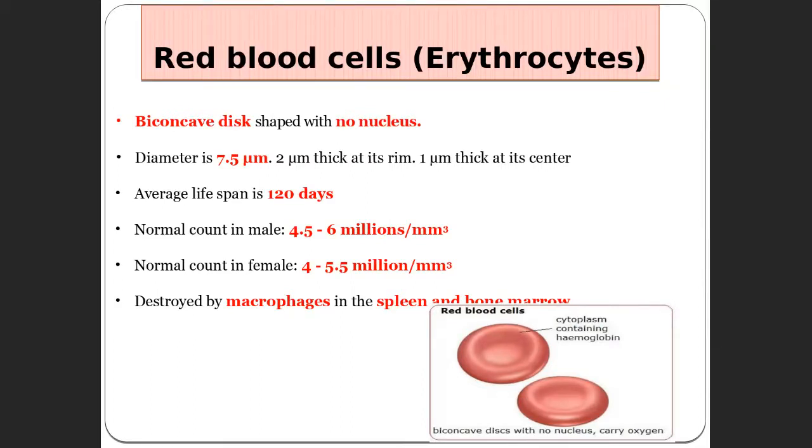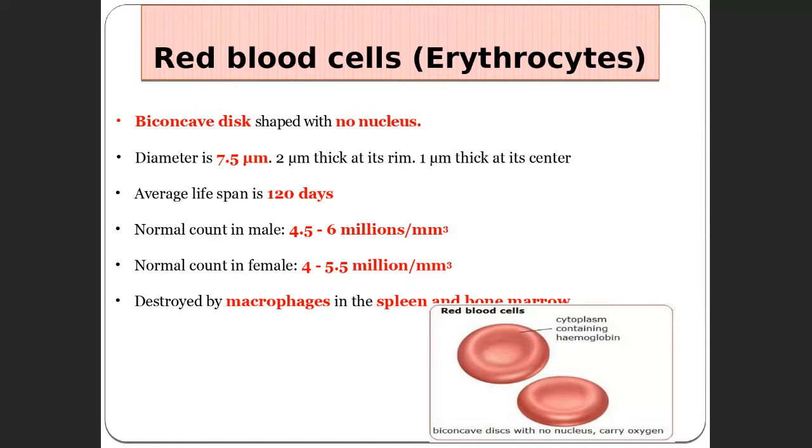The normal count is 4.5 to 6 million in males and 4 to 5.5 million in females. They are destroyed by macrophages in the spleen and bone marrow. So this is the central idea of red blood cells. We can show you these biconcave cells and ask you to identify which type of cells they are. There is no nucleus, and they carry oxygen.